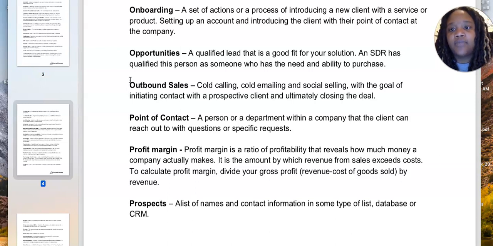So you have an SDR. I like how they put that, but an SDR has to qualify this person as someone who has the need and the ability to purchase. So that is essentially my job. I'm an SDR. My job is to qualify leads that would be a good fit for your solution, and I make the opportunity, aka I schedule the appointment between that qualified lead and the account executive.